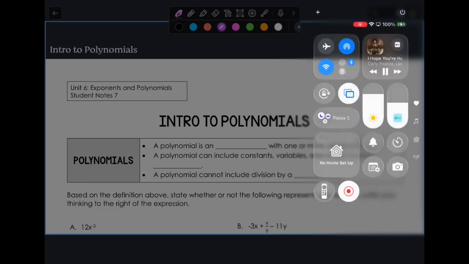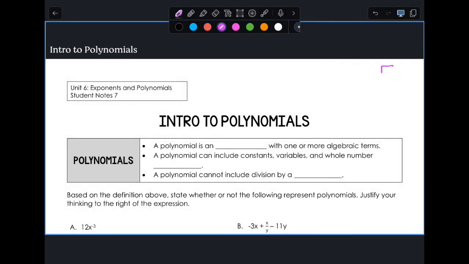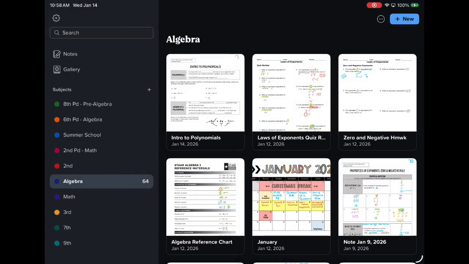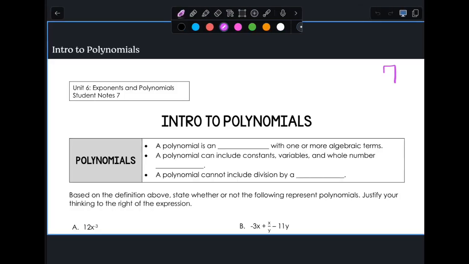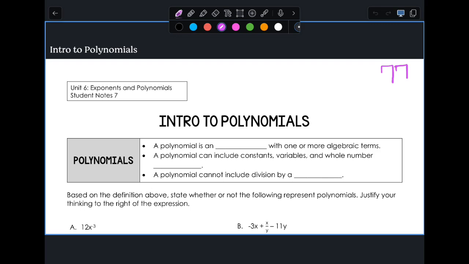All right, guys. So this is going to be page 77. Your review, put it in your binder. That's going to be page 76, okay?